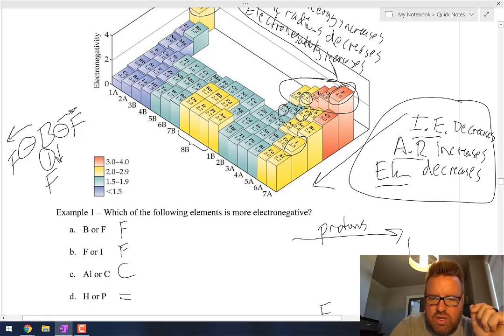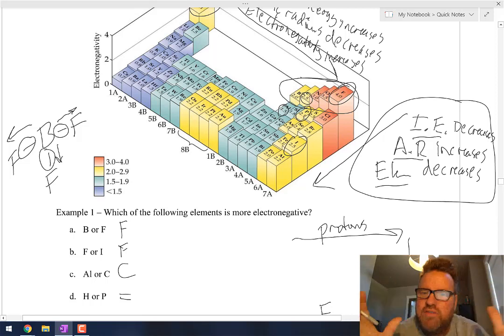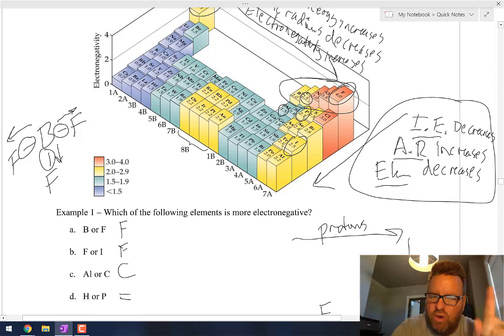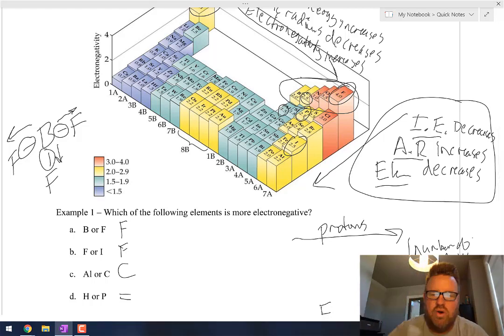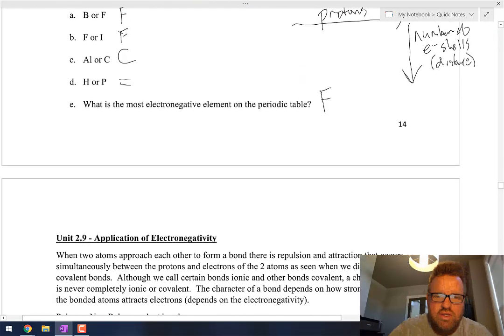When you go down the periodic table, what's more important? Not the protons. Because if you notice, the protons are increasing, but I never even mention them because the more important part when you're going down the periodic table is the number of electron shells, which means the distance. The distance from the nucleus to those valence electrons is much farther as you add more electron shells to that.